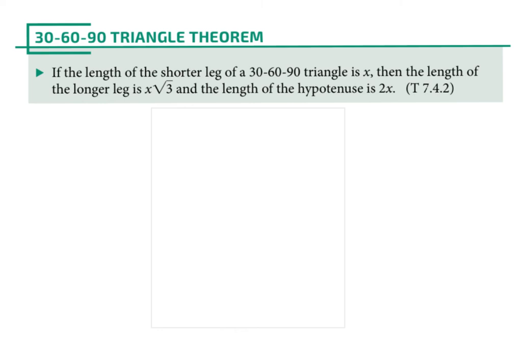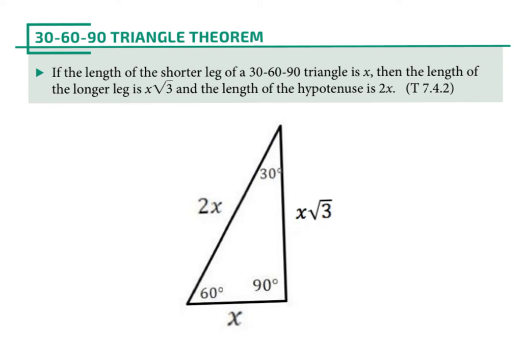It says if the length of the shorter leg of a 30, 60, 90 triangle is x, then the length of the longer leg is x square root of 3, and the length of the hypotenuse is 2 times x. This is your second special right triangle, 30, 60, 90. So you will get a short side x, shorter leg here. The longer leg is going to be x square root of 3. And the hypotenuse is going to be 2 times x. All right, any questions on that one?